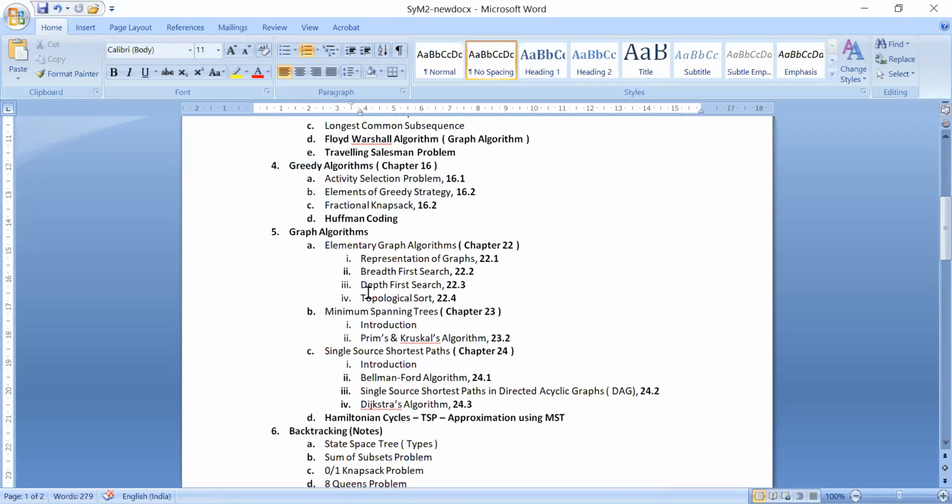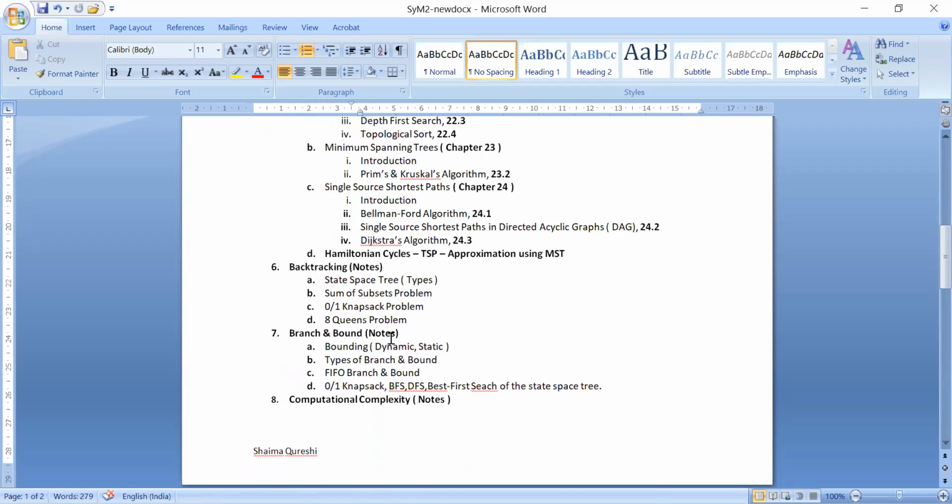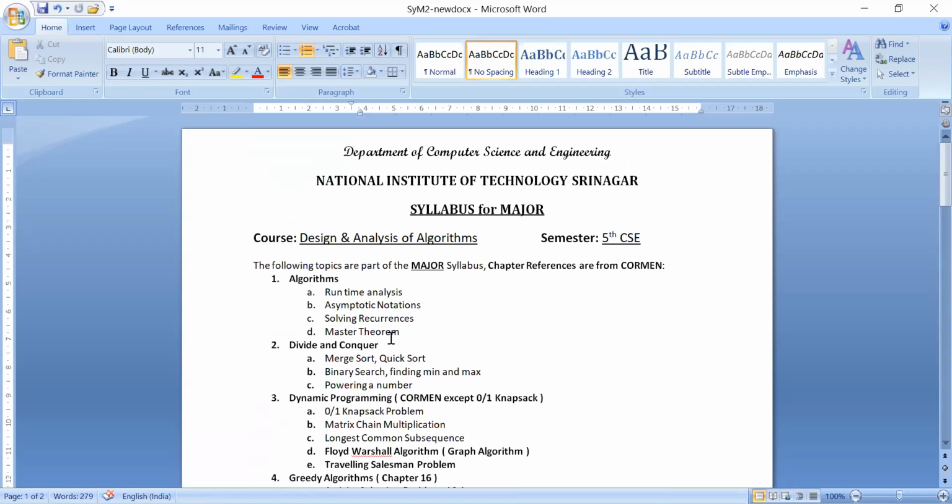Okay. I'll frame a midterm syllabus, reducing it a bit, so that there's something left for majors also. I'll just update it by evening. I'll mail it to you, the final syllabus. If you have any suggestions, you can give me now.